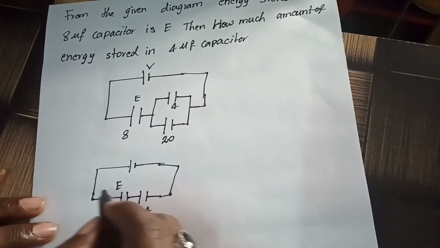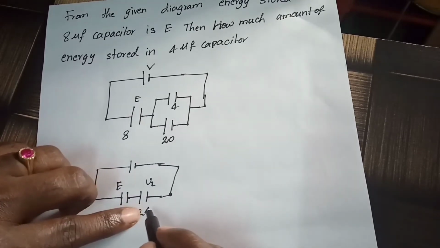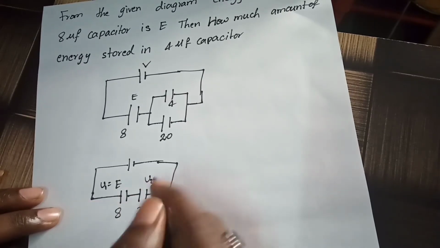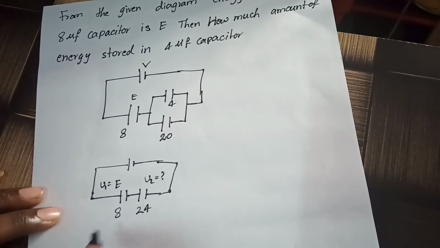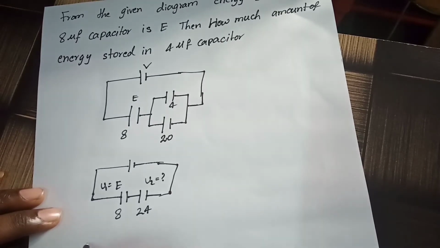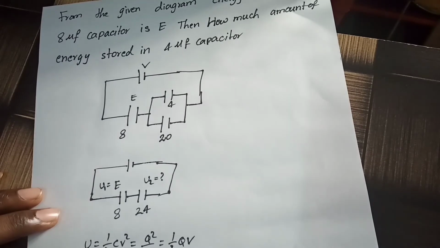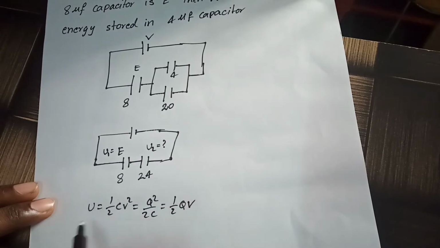Now I don't know the energy stored in this capacitor, so I am taking it as U2, and this one I am taking as U1 equal to E. U2 I need to find. For energy stored in a capacitor, we have three formulas: half CV square, that equals Q square by 2C, that equals half QV. From these three formulas, we have to choose one. Which is the correct formula to solve the problem?